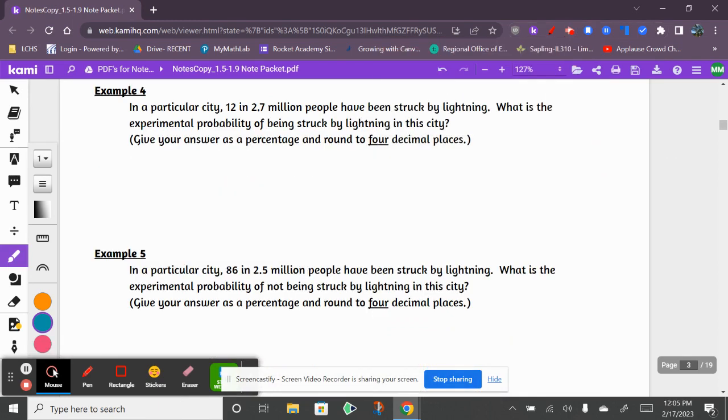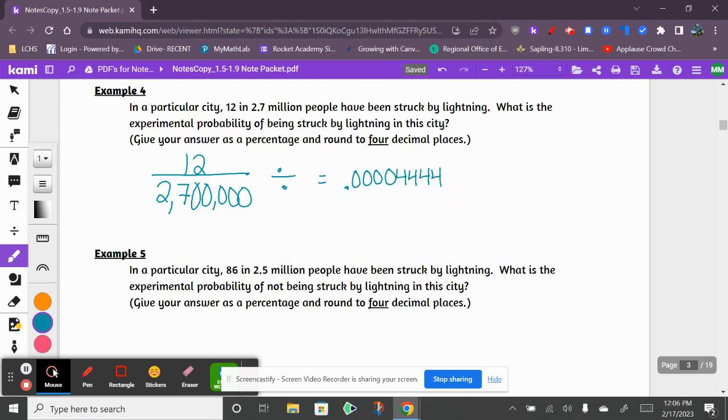Okay, for example 4, it says in a particular city, 12 in 2.7 million people have been struck by lightning. What is the experimental probability of being struck by lightning in this city? So we're going to take 12 out of, and if you're curious about how to write 2.7 million, you're going to have the 2 in the millions place, and then the 7 will follow, and then you're just going to make the rest zeros so that you have it representing 2.7 million. So we're going to divide. When we divide, we get 0.0000 and then 4 repeating.